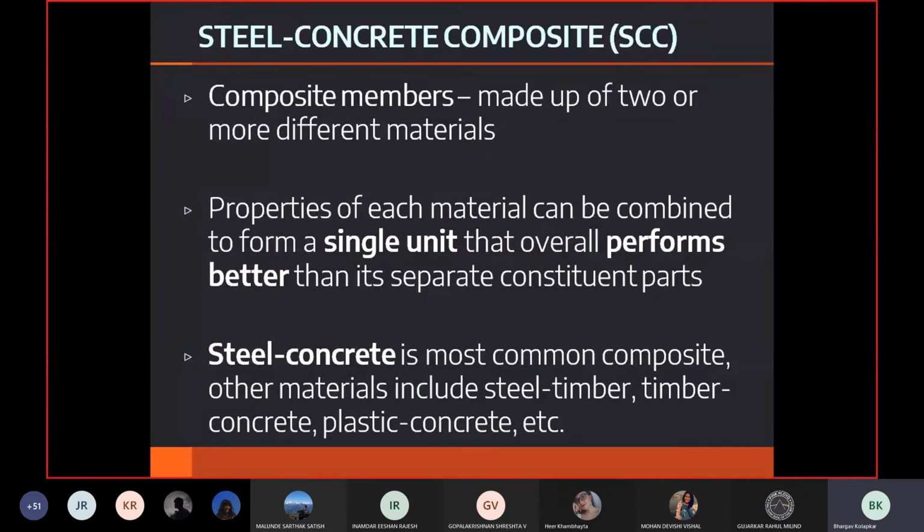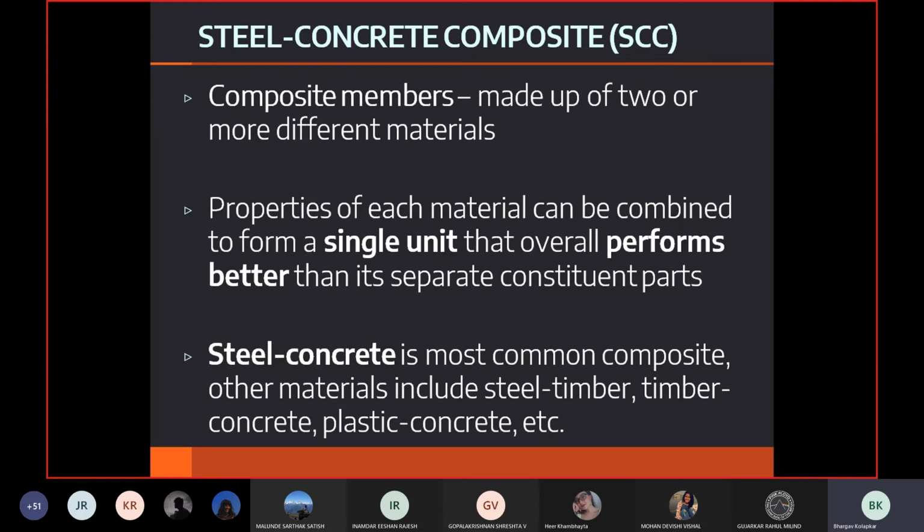So, a composite structural member is made up of two or more different materials. Fundamentally, what we do is we take the properties of each material and combine them to form a single unit that has an overall better performance than its separate constituent parts. Now, in construction, there are a number of composites that you can use: steel-timber, timber-concrete, plastic-concrete, and so on. But the most common is steel-concrete.